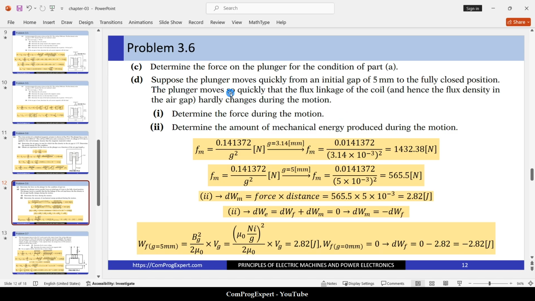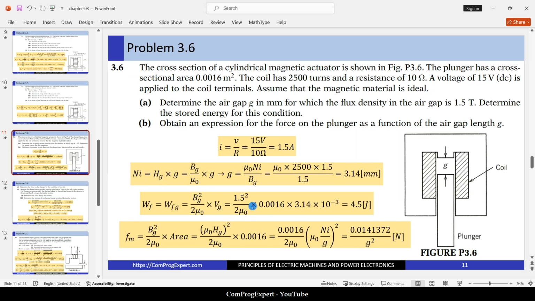The plunger moves so quickly that the flux linkage of the coil and hence the flux density in the air gap hardly changes during the motion. So we have a quick motion. The flux is constant. Determine the force during the motion. Determine the amount of mechanical energy produced during the motion. So, because the movement is very fast and the flux linkage is constant, the flux density is constant.